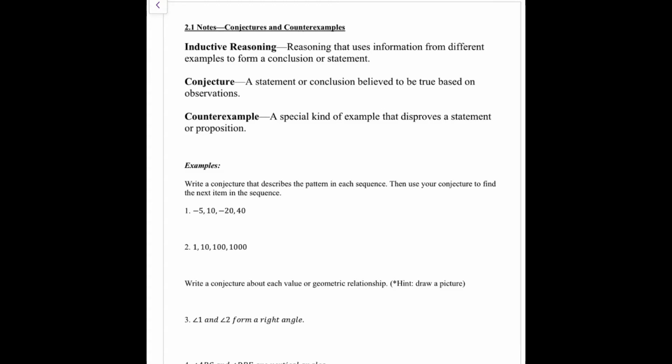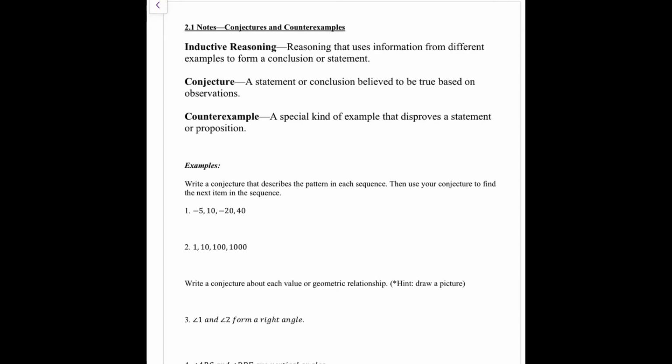All right, today we're going to talk about 2.1. So this is the beginning of our proofs unit. And proofs are really just a way to think about reasoning. Like, how do you solve a problem? Why do you know it works? So just your thought process to coming up with the answer in geometry, okay?